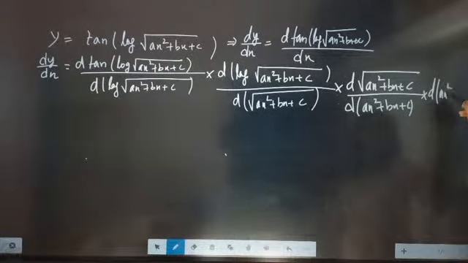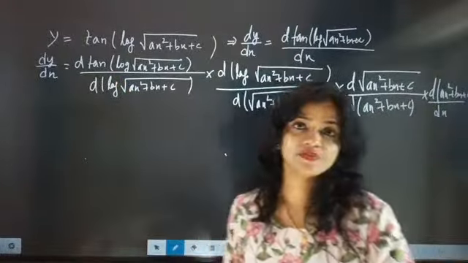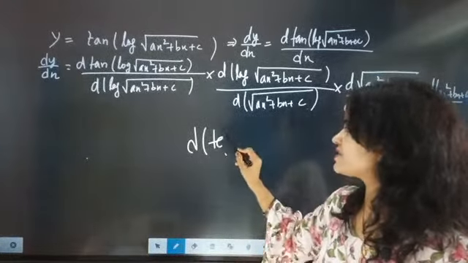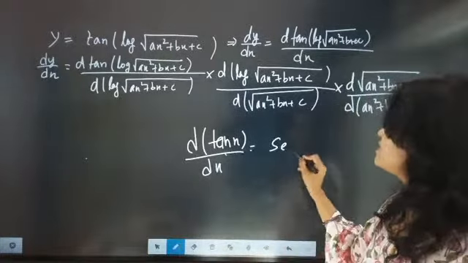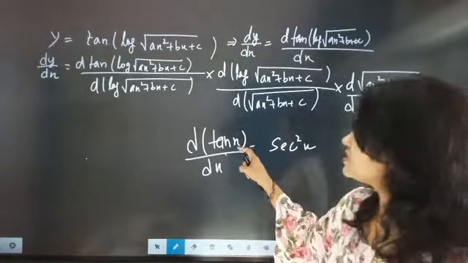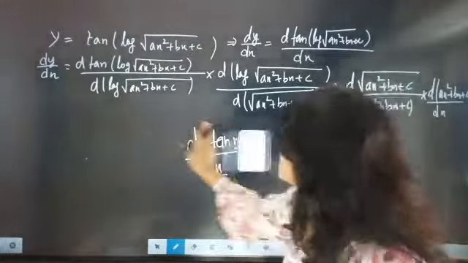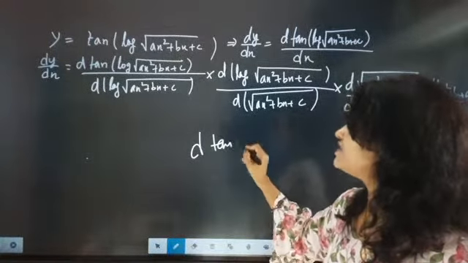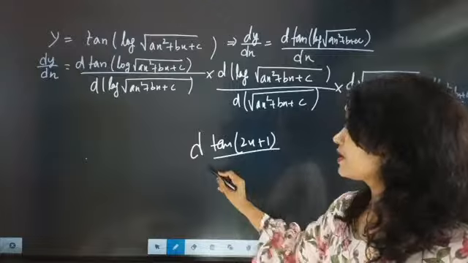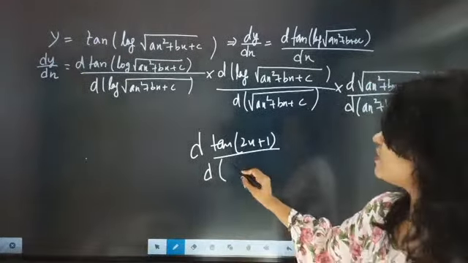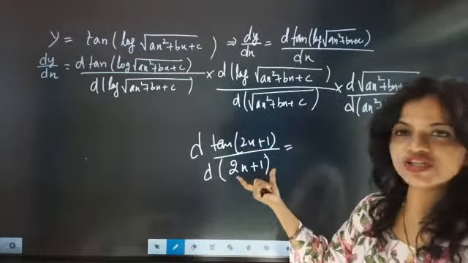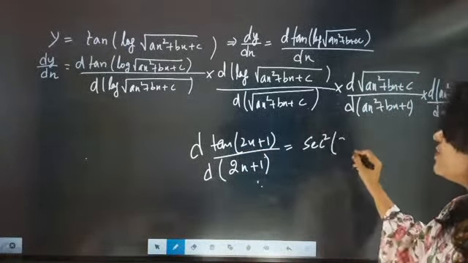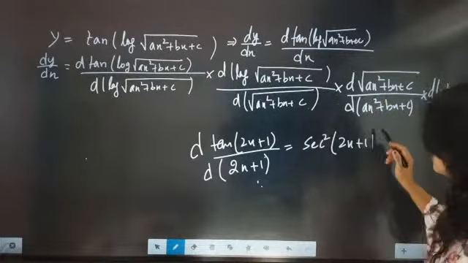Now d of ax square plus bx plus c by dx. So now tan differentiation. When we differentiate tan x with respect to x, we write secant square x, because x is differentiated with respect to x. Now suppose tan of 2x plus 1 is there. Then here we cannot write dx. It will become 2x plus 1, because this part is differentiated with respect to this part. So only secant will become, it will become 2x plus 1. Story over.